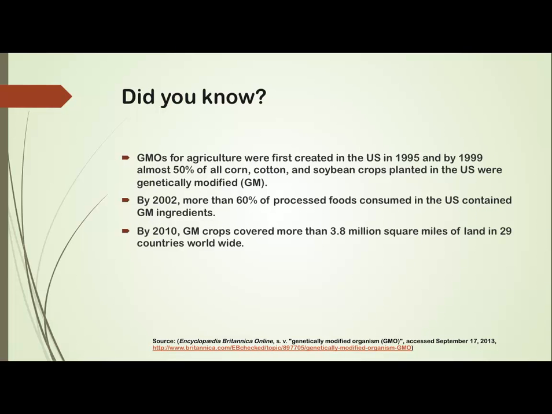Did you know GMOs for agriculture were first created in the US in 1995, and by 1999 almost 50% of all corn, cotton, and soybean crops planted in the US were genetically modified. By 2002, more than 60% of processed foods consumed in the US contained GM ingredients. By 2010, GM crops covered more than 3.8 million square miles of land in 29 countries worldwide.